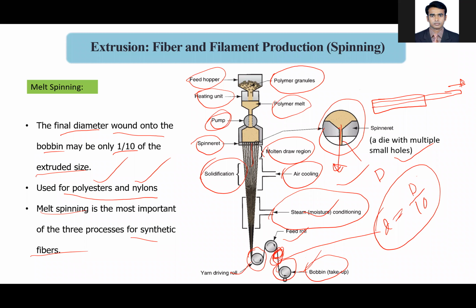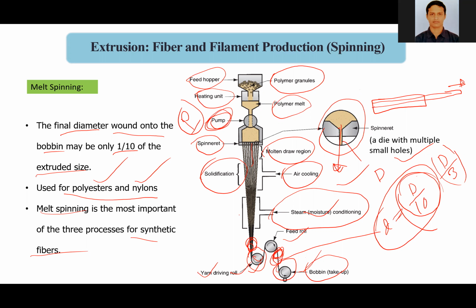No, it is an approximate estimation. If you want 1/3 of the initial diameter, then you can do it by adjusting the speed of the driving roll. For a constant pumping pressure P, if you increase the rotational speed of the yarn driving roll, then you will get a smaller diameter. And if you decrease the speed, then you get a larger diameter. You can adjust that. Okay, any other questions?